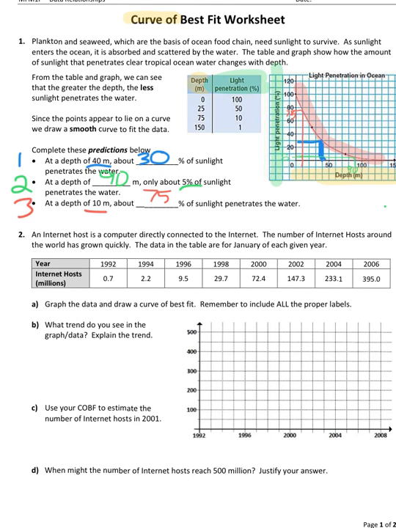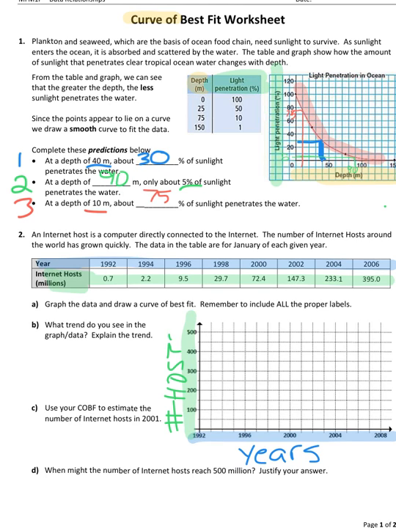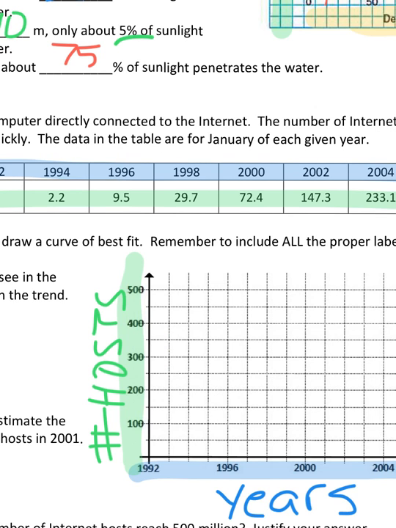So we have our different years up here, these are in the top. These are my independent variables. So years are going to go on my x-axis. The y-axis is our dependent variable, so that is our number of internet hosts. That's our y-axis. Number of hosts. Let's plot our points.